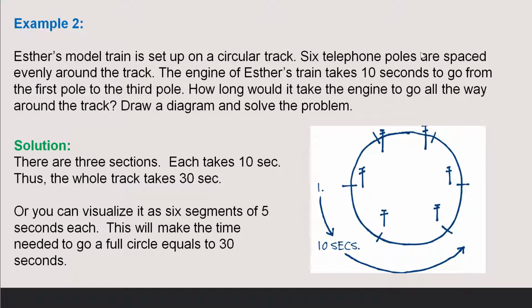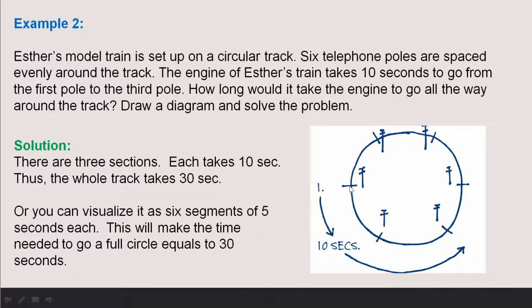Let's look at example 2. Esther's model train is set up on a circular track. 6 telephone poles are spaced evenly around the track. The engine of Esther's train takes 10 seconds to go from the first pole to the third pole. How long would it take the engine to go all the way around the track? Draw a diagram and solve the problem. This is a circular track, so we know we have to use the circular mode, not the linear one.